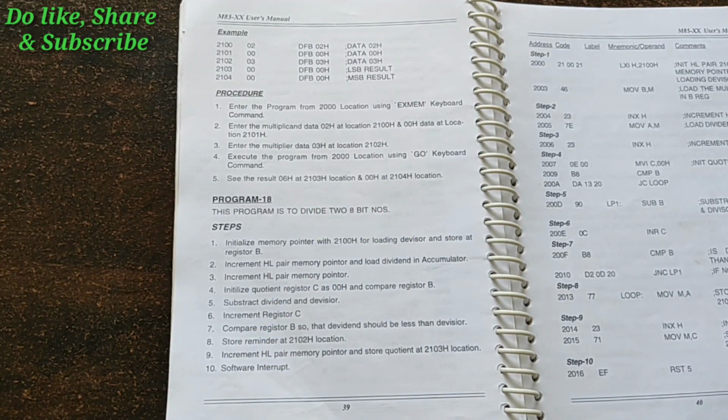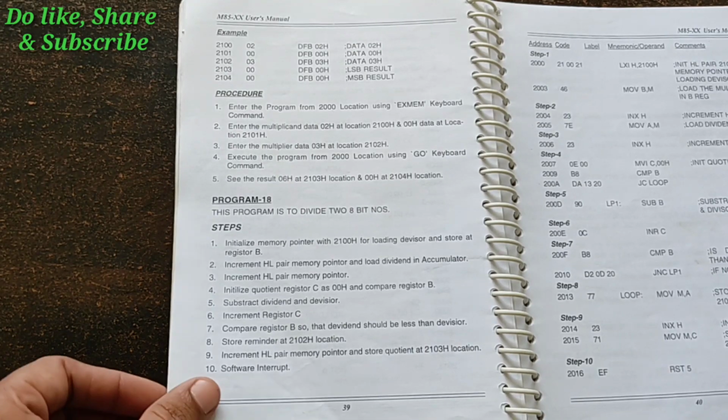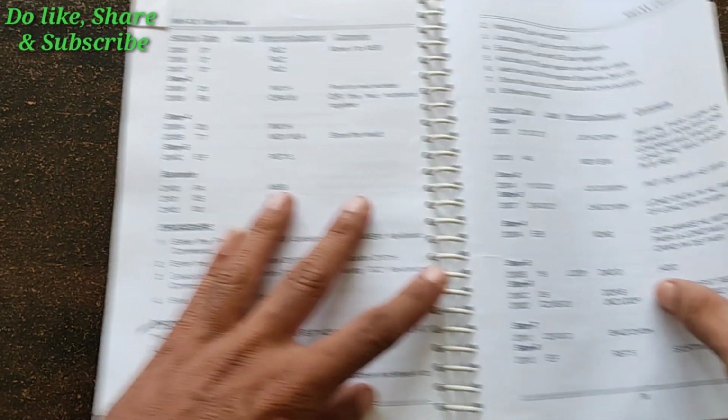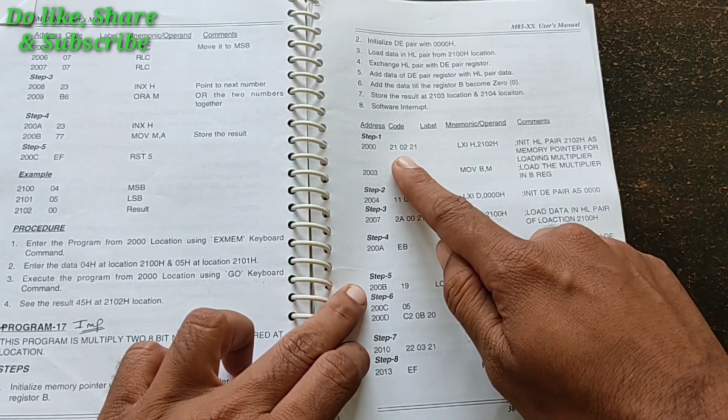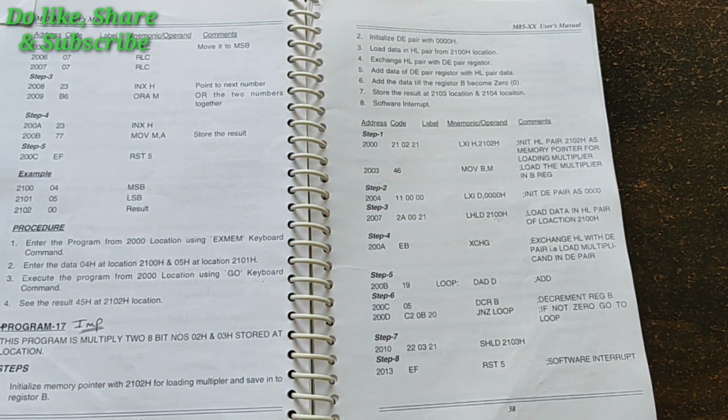Now we have to start writing the opcodes at different locations, that is what is given here. At these address locations we have to write these opcodes. So without wasting any time, we are going to start execution of this program, which is multiplication of two 8-bit numbers.